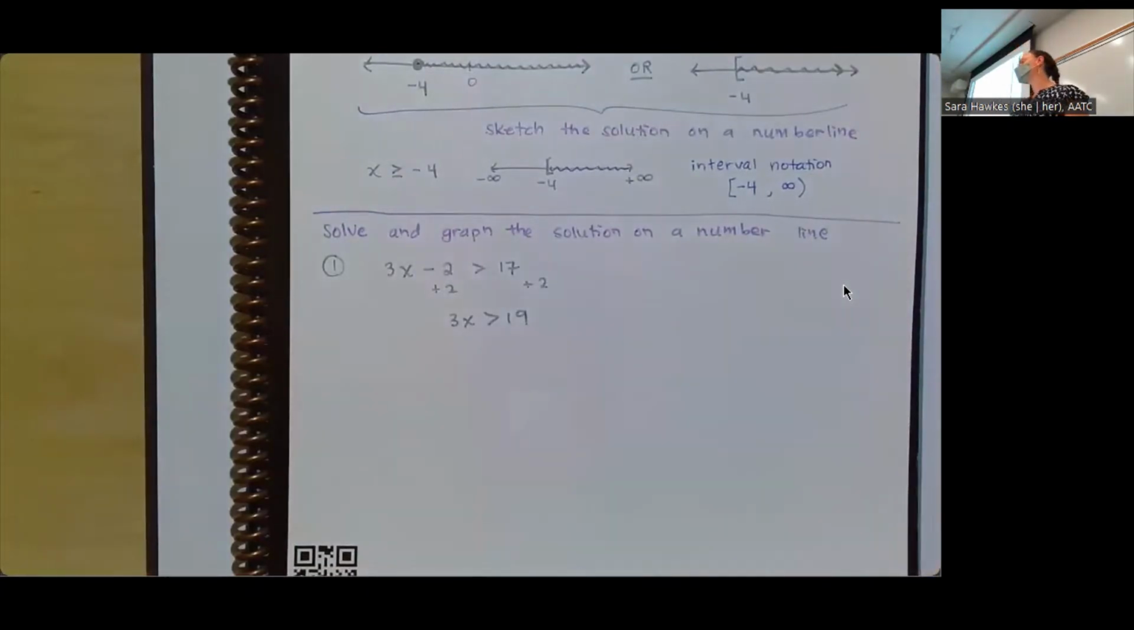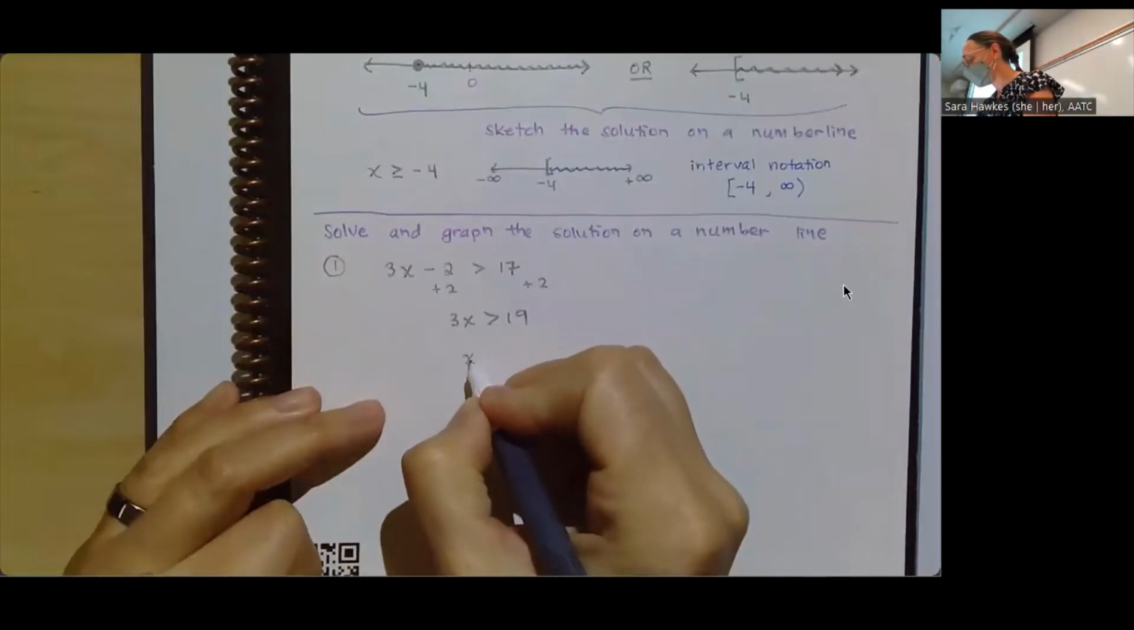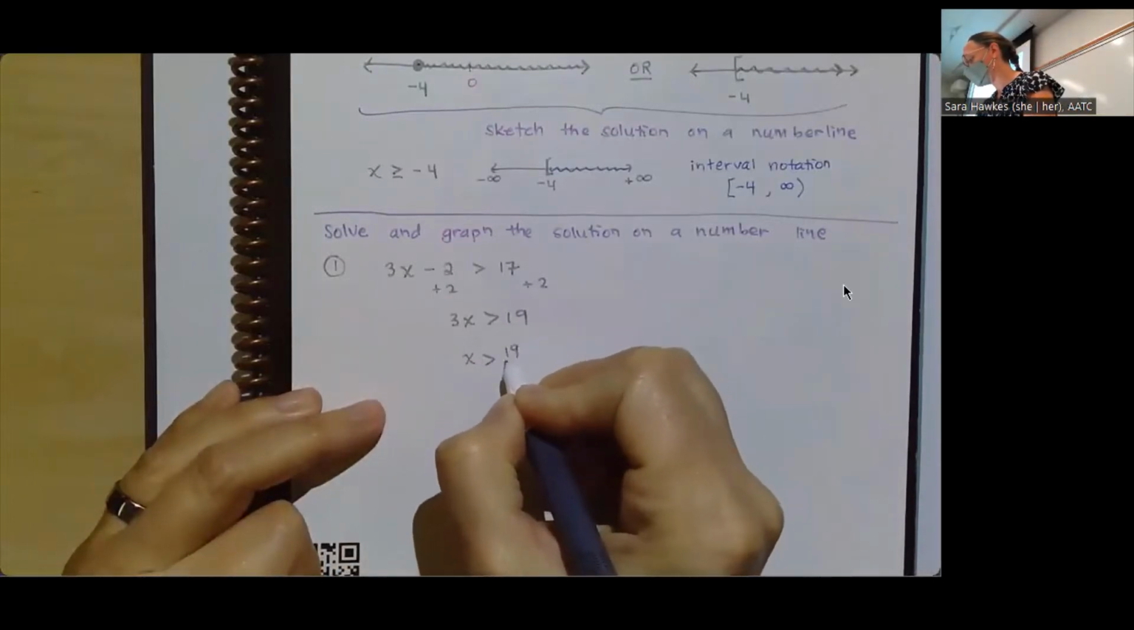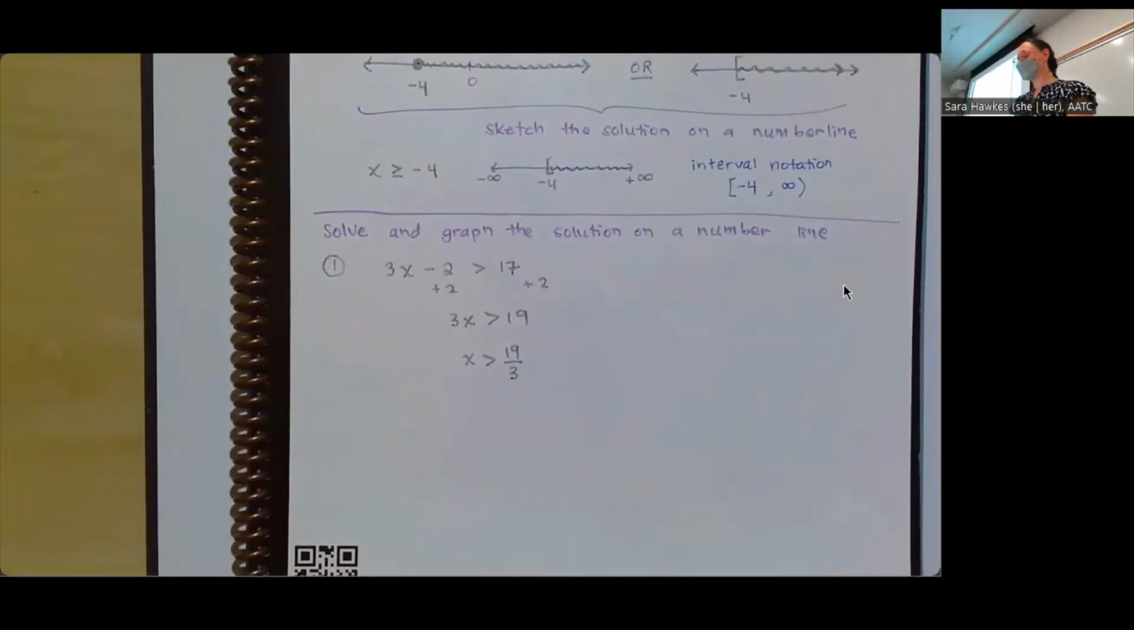And I can either multiply by 1/3 or divide both sides by 3, whatever feels more comfortable to you. So I'm going to say x is greater than 19/3.